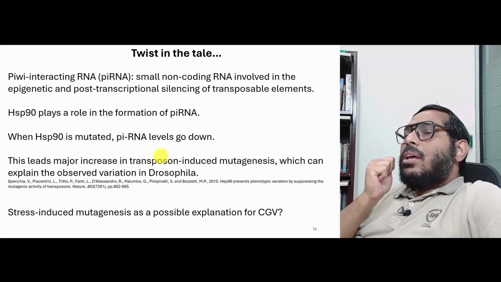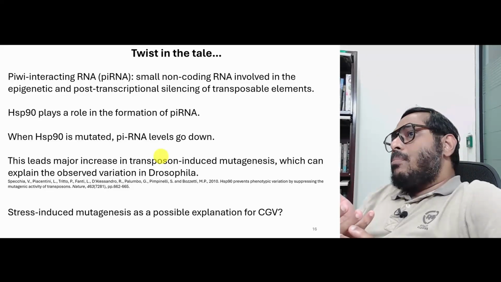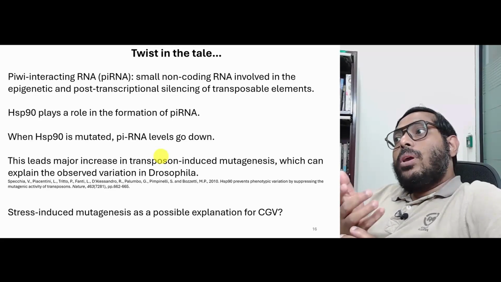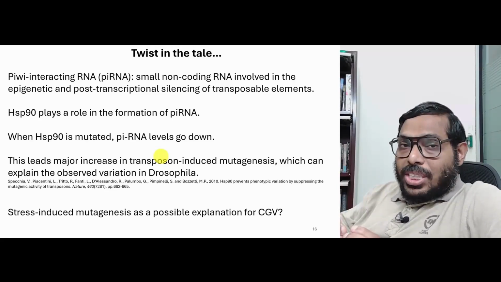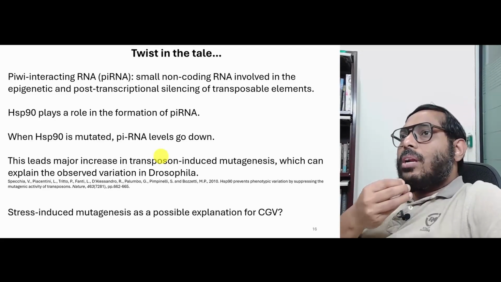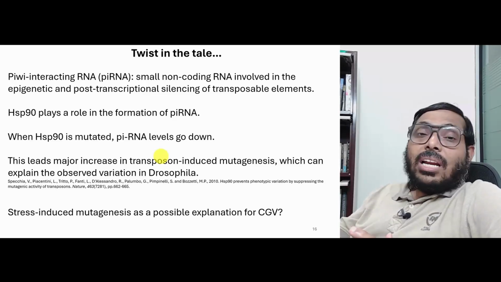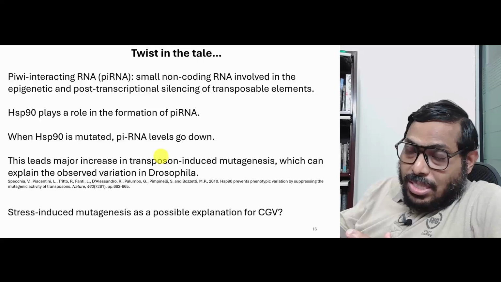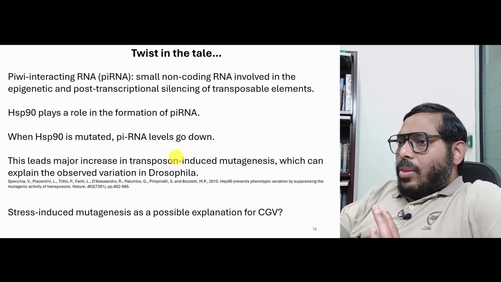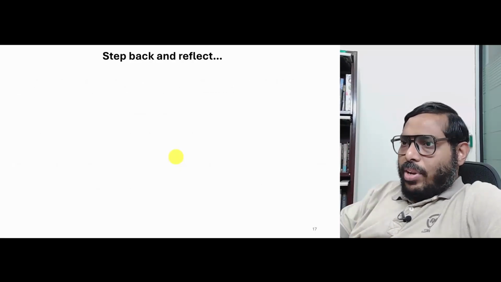Now, obviously, if you have that, then that is another source of variation and potential variation, and lots of people are now asking the question: how important is stress-induced mutagenesis as a source of variation for organisms, and more importantly, whatever we are seeing as CGV, cryptic genetic variation, can that be explained away as stress-induced mutagenesis? We do not know, people are still working on this. Okay. So, now let us just take a step back and reflect on what we have learned.